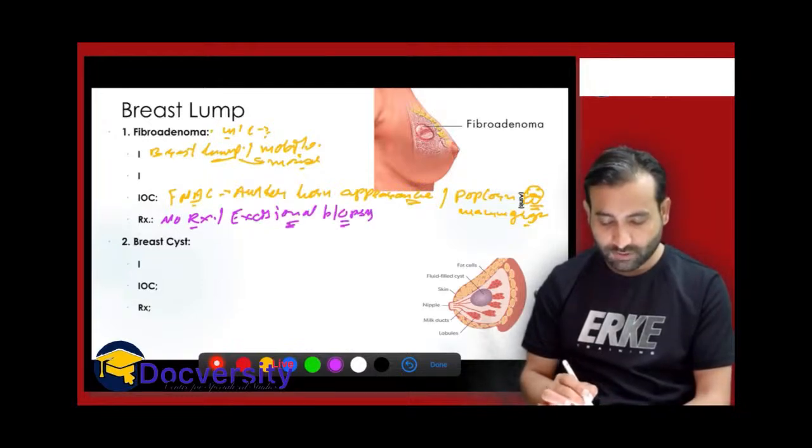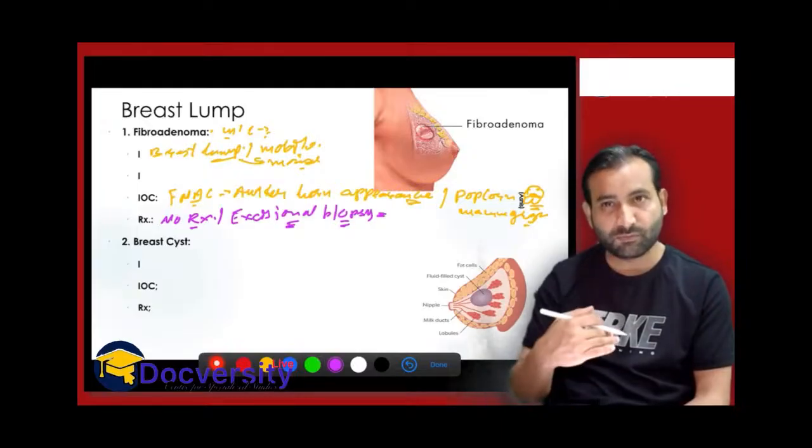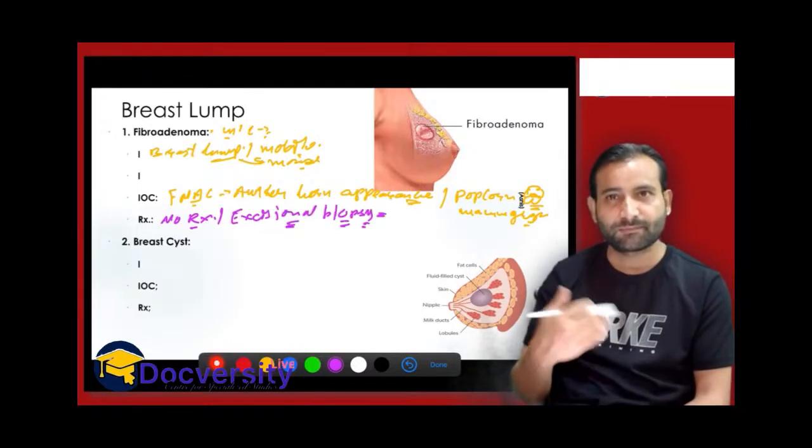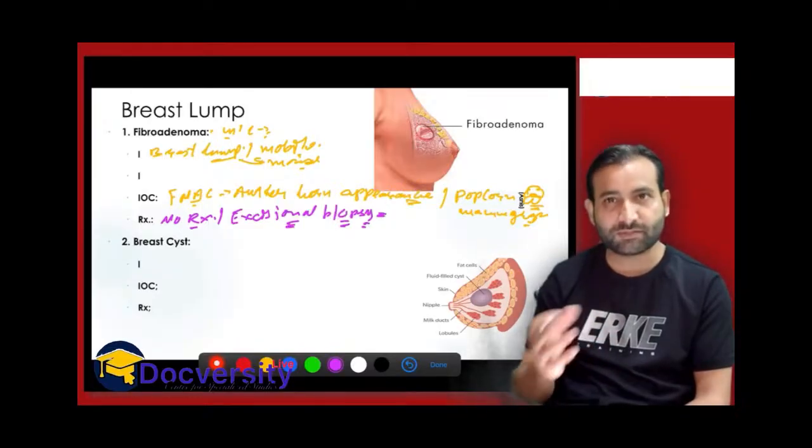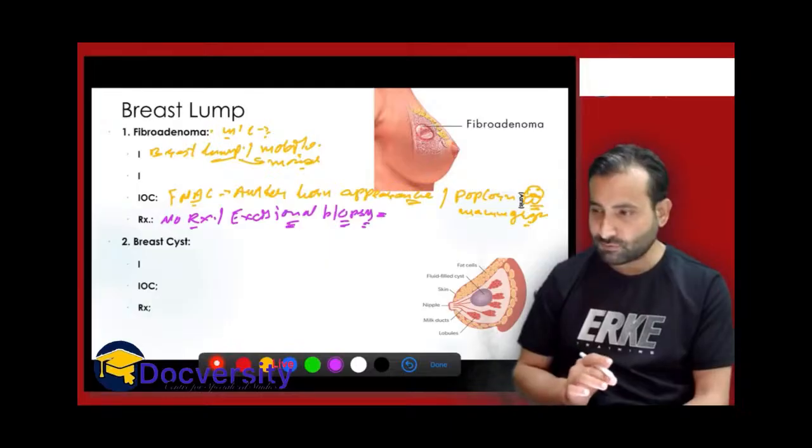Excisional biopsy, right? So this is the treatment of choice. Excisional biopsy means you will remove the mass. After removing the mass, you can go for the pathological investigation if it is suspicious or something else, right? Then we go to the breast cyst.